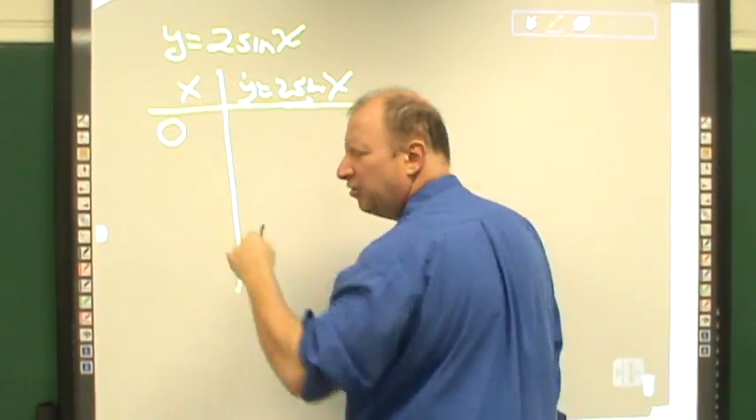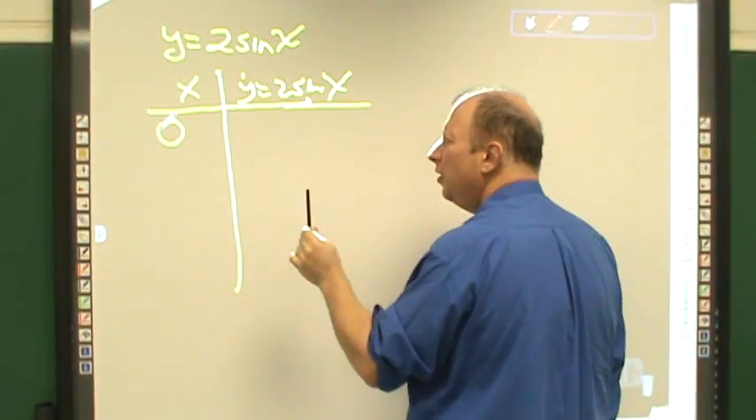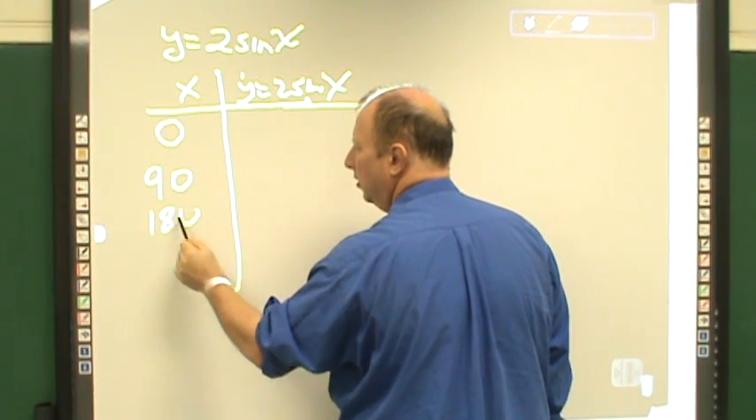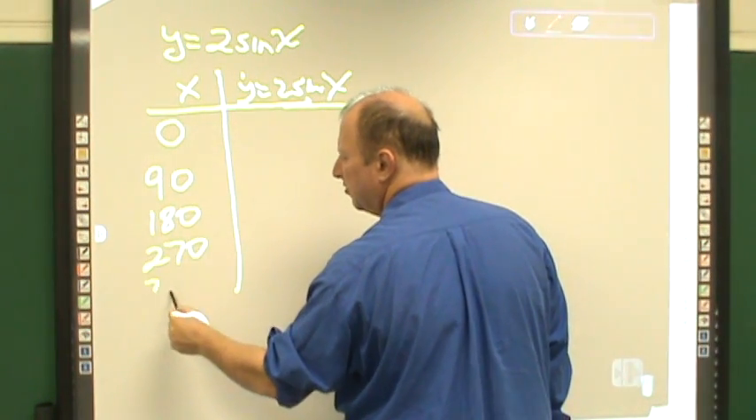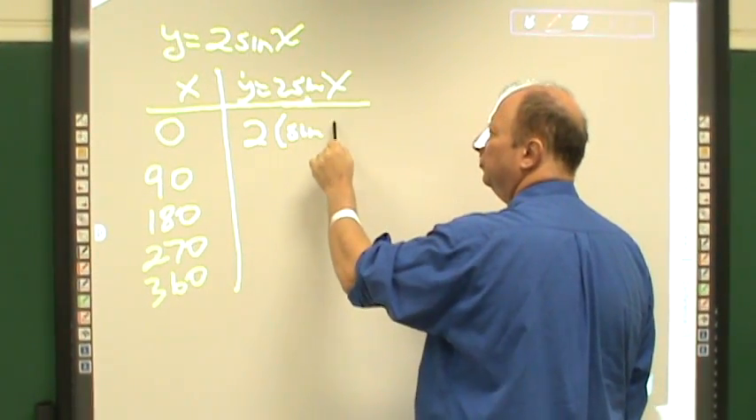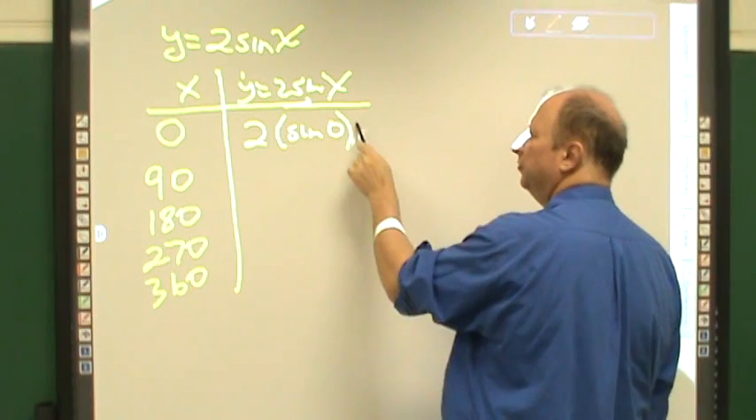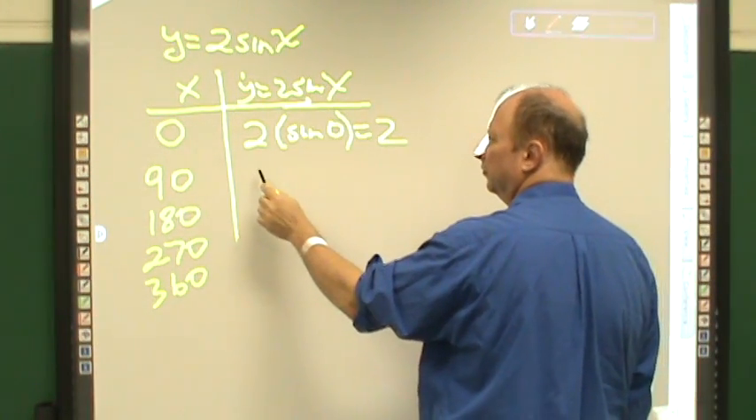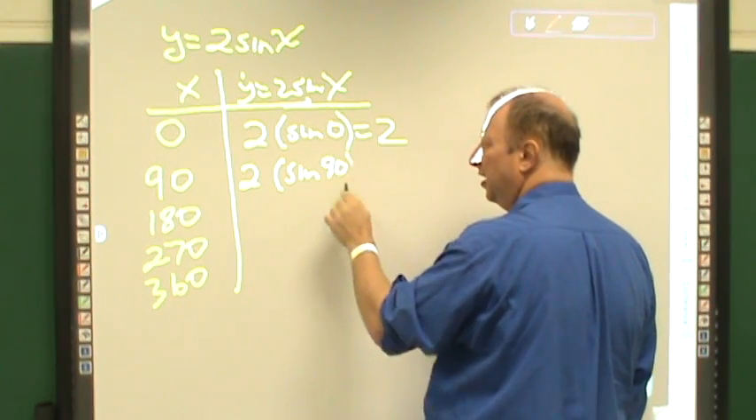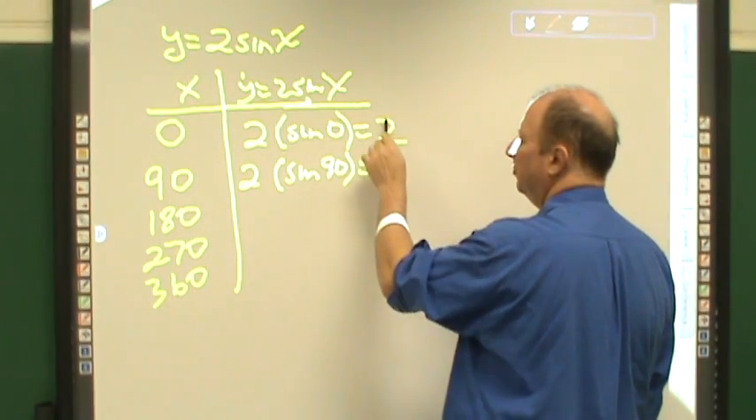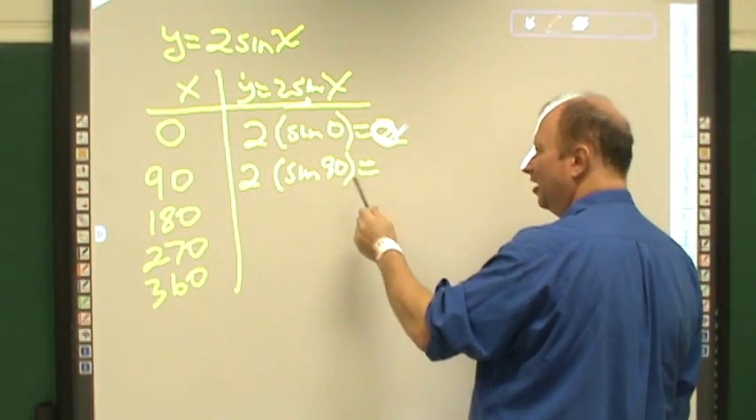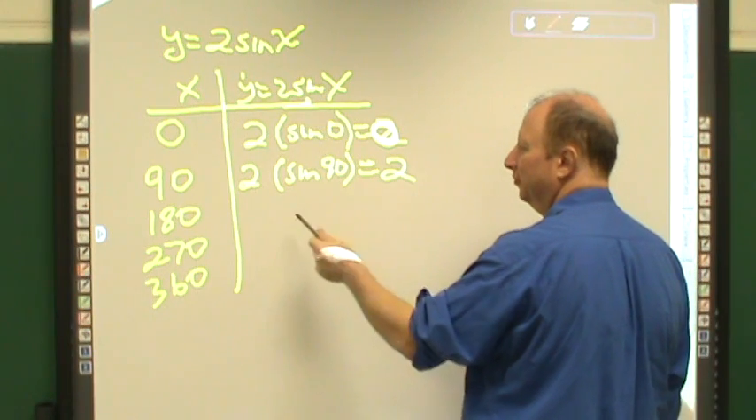Again, 0, but I'm not going to use every number this time. What I'm going to do is let's use 0, 90, 180, 270, and 360. Well, 2 times sine of 0, since sine of 0 is 0, that's equal to 0. 2 times sine of 90, well, sine of 90 is 1, so 2 times 1 is 2.